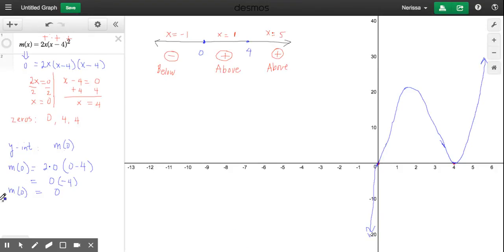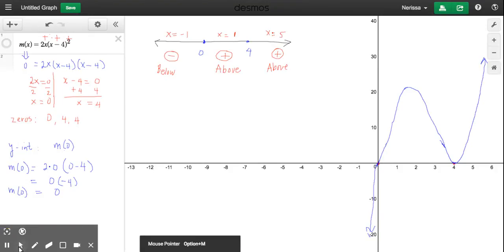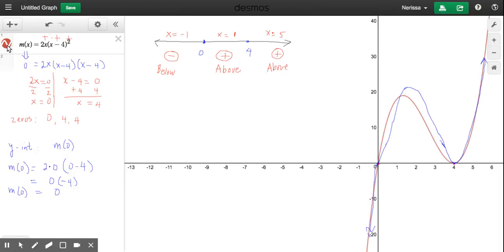All right, so now let's take a look at the actual graph. So again, we notice that we are spot on with the x-intercepts, which happens to be, this x-intercept happens to be also the y-intercept.